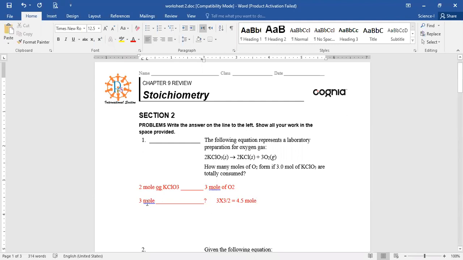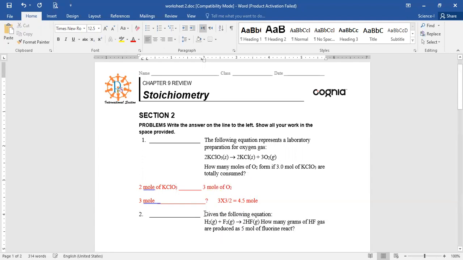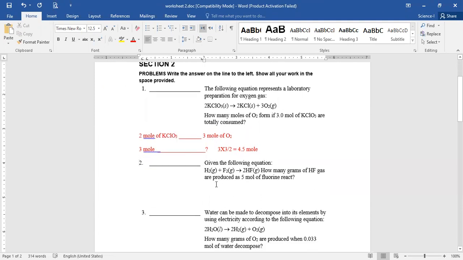Any hard question here, guys? Could you please answer me? No? Okay, so that's the easiest one, the simplest type of stoichiometric problem, in which we convert mole to mole. So let's pass to question number 2.